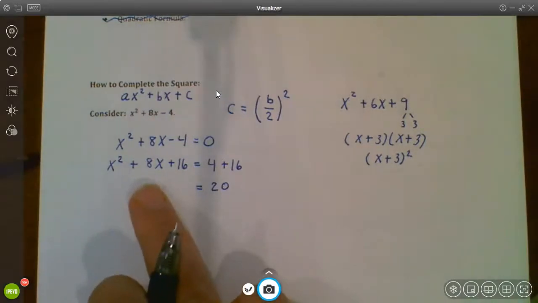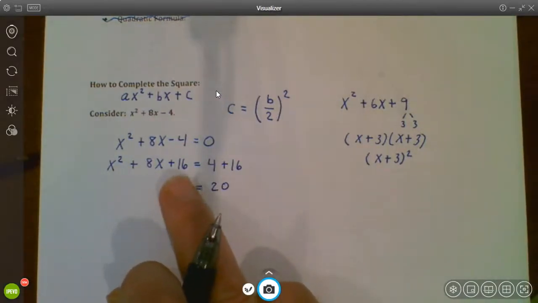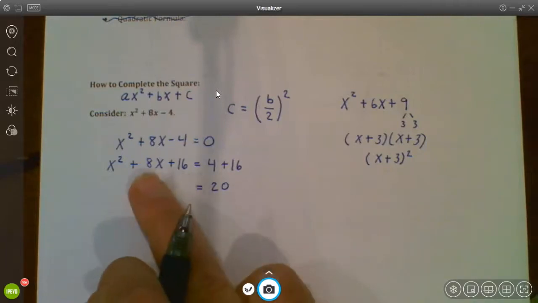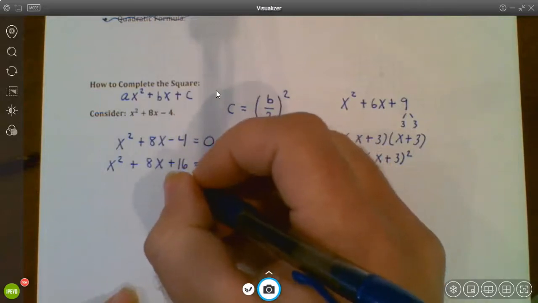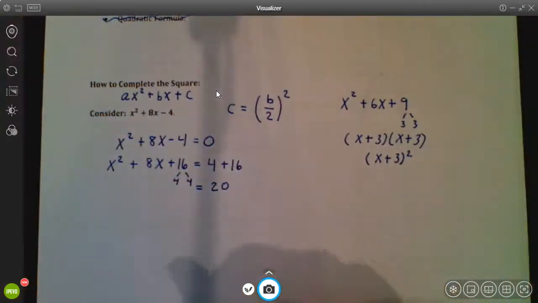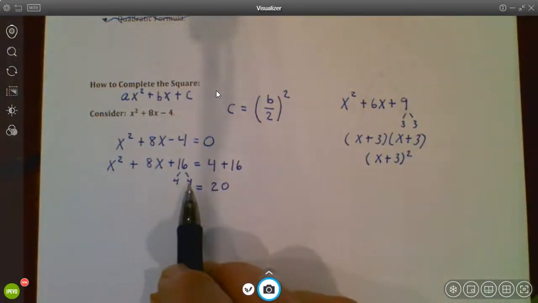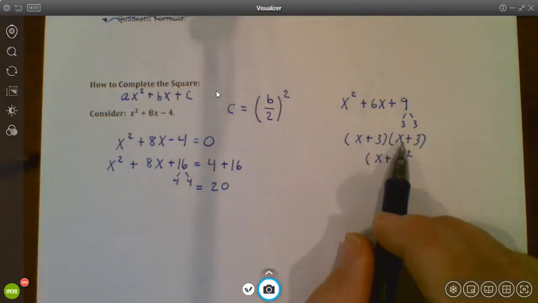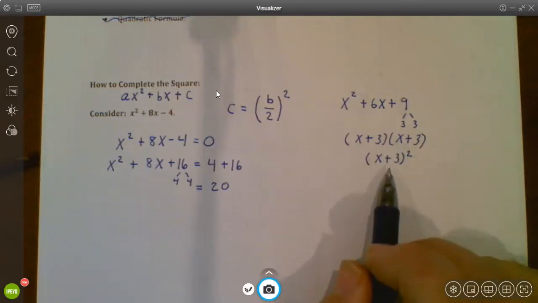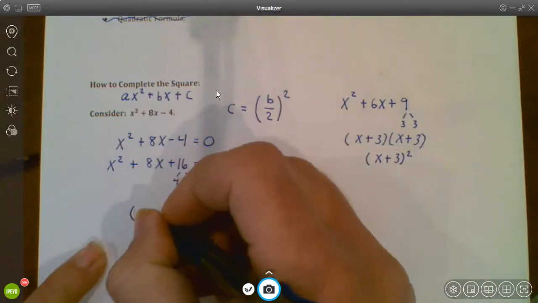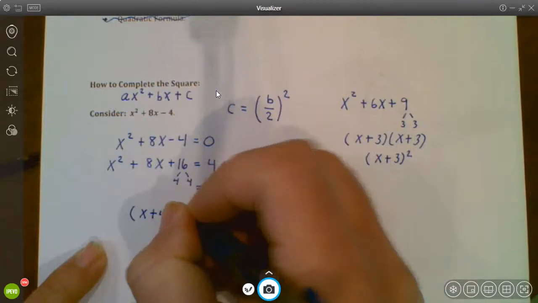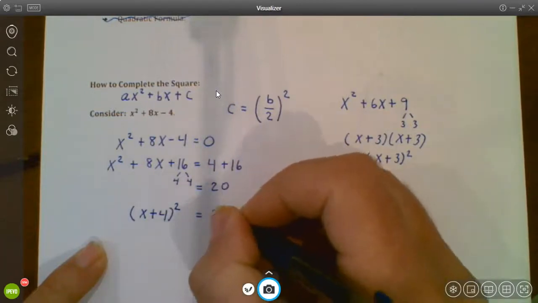What about the left side though? If I were to factor this, what are two numbers that would multiply to be 16 and add to be 8? If we look at that, we should be able to recognize that 4 times 4 is 16, and if I add them together, I get 8, which means my factors are x plus 4 and x plus 4. And what you guys saw over here is when my factors are the same, I can write it this way. I could actually write that as x plus 4 squared. It's going to bring down my 20.